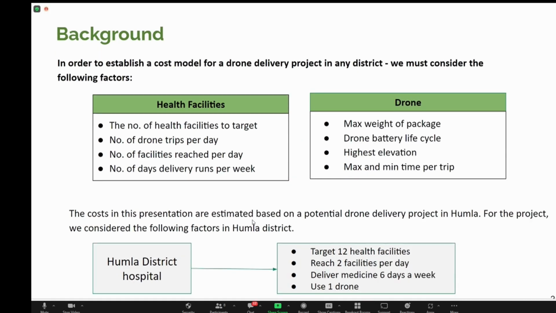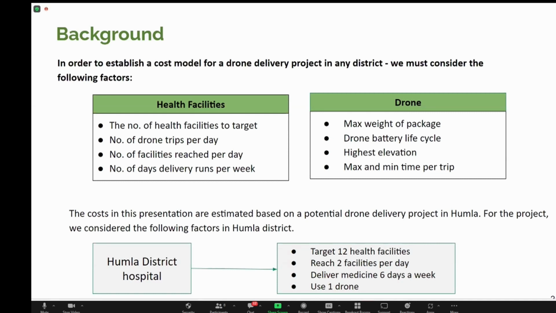And the second objective was also to actually take an example district and to incorporate a couple of factors and to see how much it will cost within a 5-year life cycle of a drone to implement a medical drone delivery. So we first started with a cost model and what are the factors in terms of the health facilities and the drones that we should be looking at.